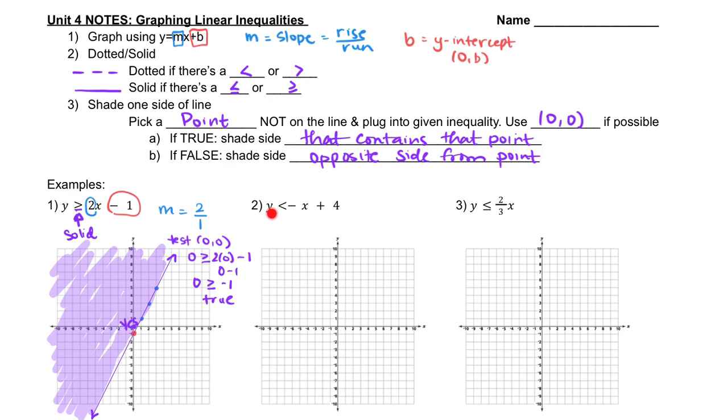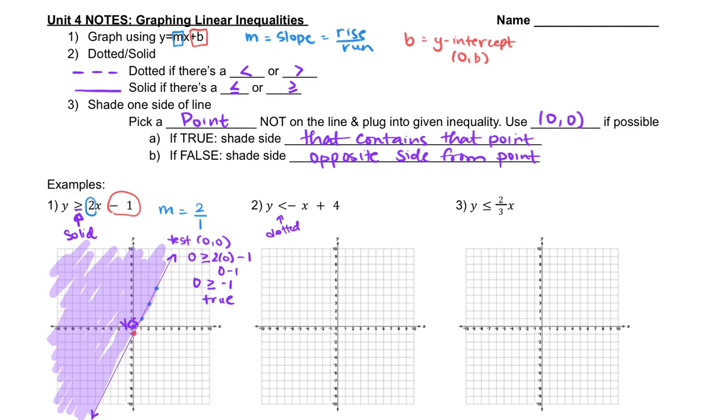Taking a look at this, I have y is less than negative x plus 4. The first thing I'm going to do is look at my inequality sign. I see that I have a less than, which means it's going to be a dotted line. It's just a less than, so it's going to be dashed. I like to write myself a note so I don't forget that. So this is going to be dotted.